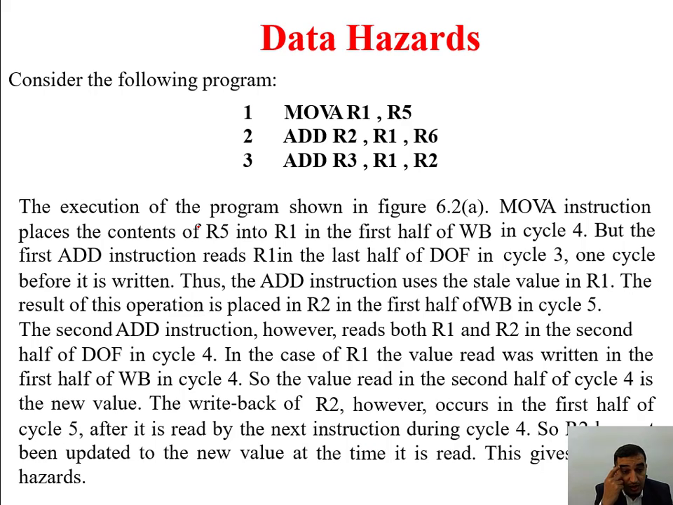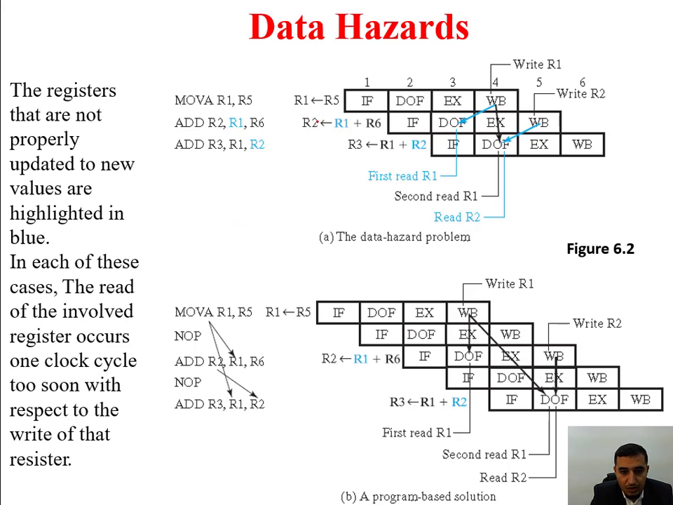For instance, consider the program where we move R5 to R1, and then we add R6 plus R1 and put the result into R2. Then we read R2 and R1 and put the result into R3. In the execution diagram, you can see that the write back of R1 is done in cycle number 4, whereas in cycle number 3, we want the value of R1. So here we have a data hazard because we want to read a value which is not present.